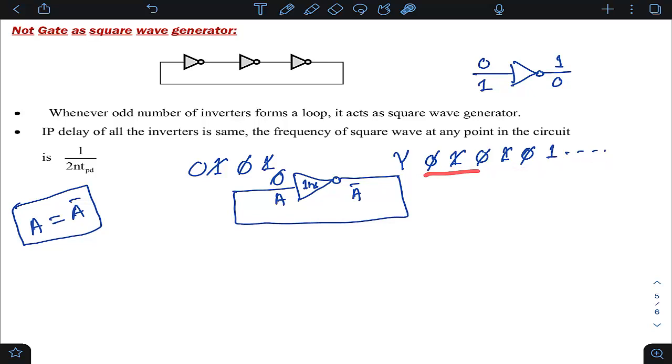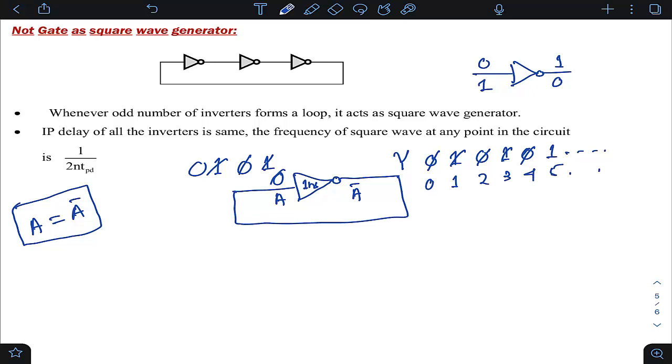And why is it fluctuating? Because of the delay of this gate. Because you have A equals A bar, and intentionally you have introduced a delay element. If you observe, this is 0, then after 1 nanosecond you get 1. Then after 1 nanosecond you get 0. Then further after 1 nanosecond you get 1, and this pattern continues. If I ask you to draw the waveform, how will it look? It was 0 at 0 nanosecond, and you got 1 at 1 nanosecond. At 2 nanosecond it is 0, at 3 nanosecond it is 1, at 4 nanosecond it is 0, at 5 nanosecond it is 1, and so on.